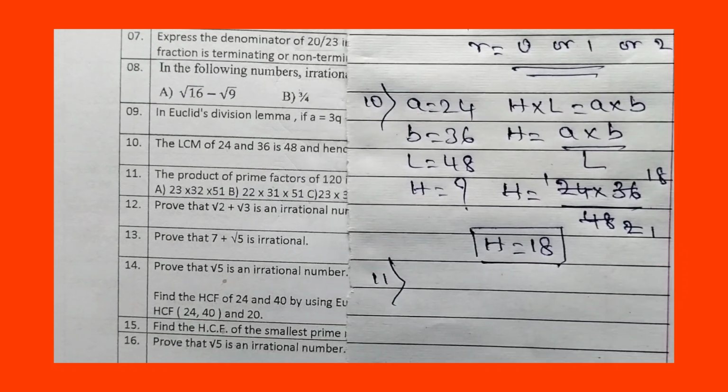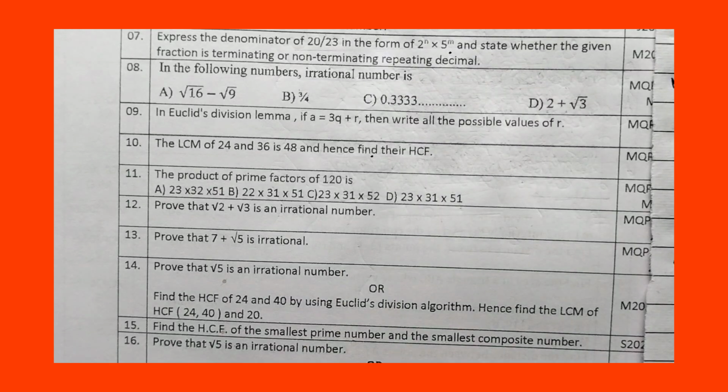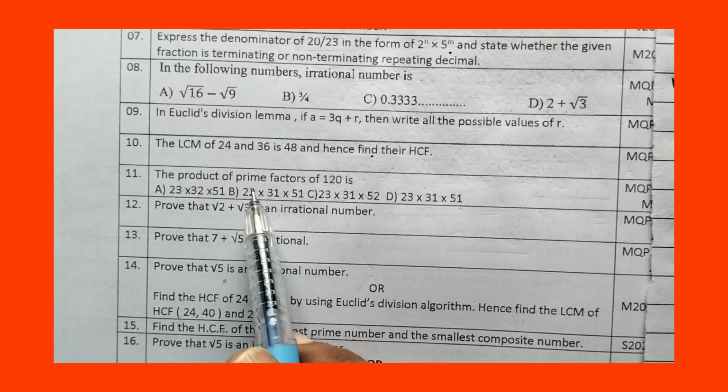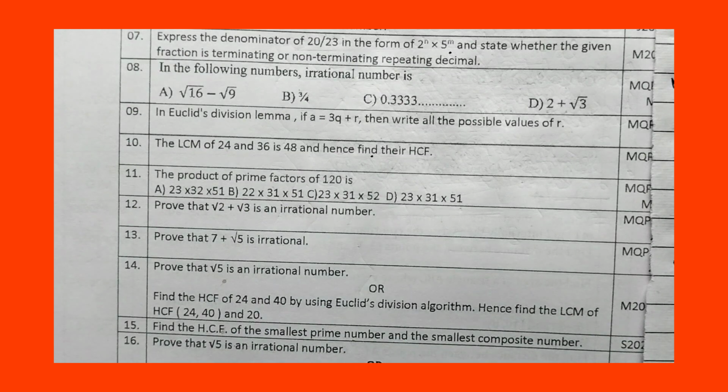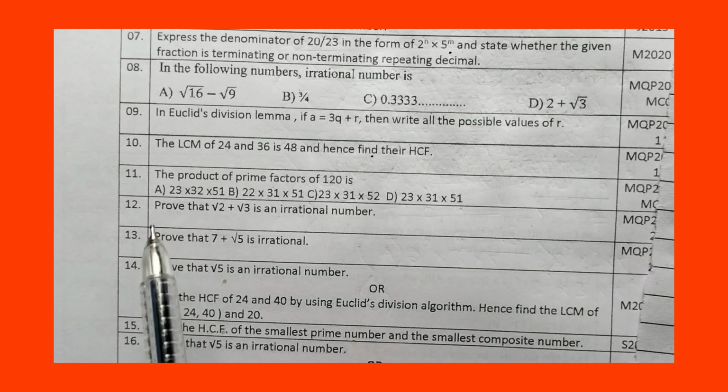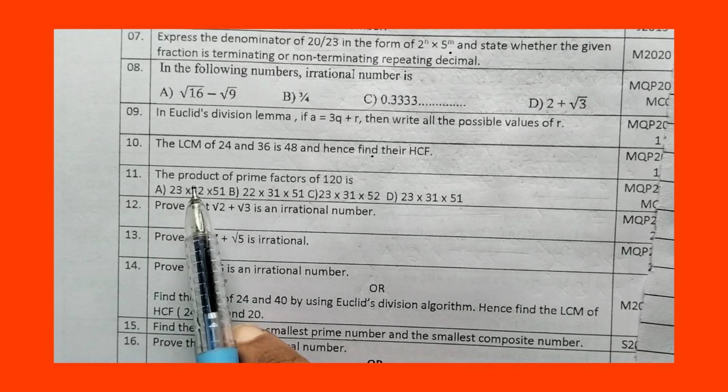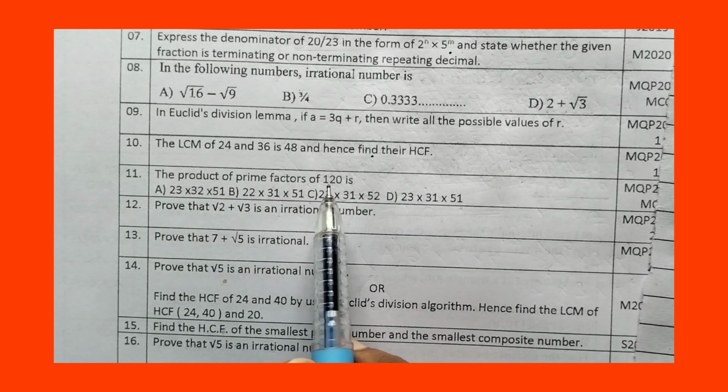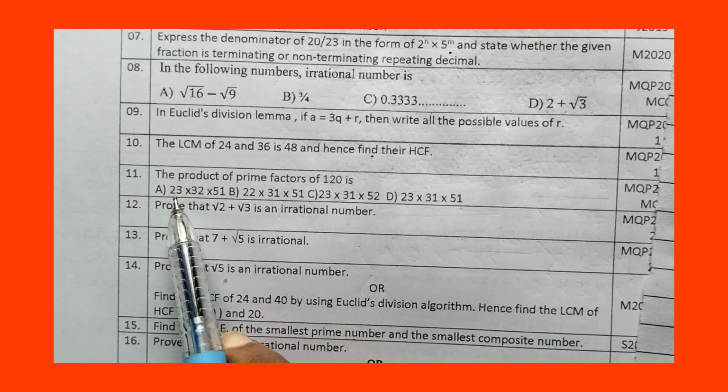Now let us move to the 11th question. So what is the 11th question? The product of prime factors of 120. He has asked which is the prime factorisation of 120. So now let us answer this question. The product of prime factors of 120, actually this is not the plain product, it is in powers.